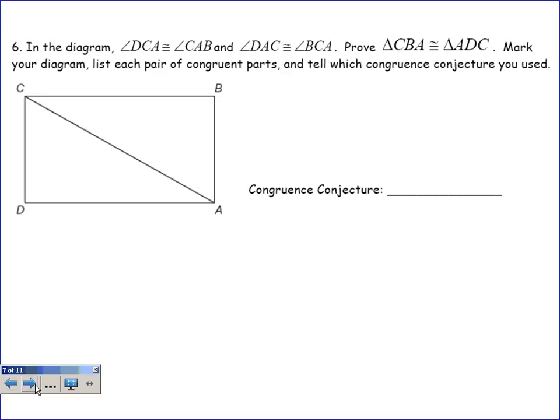Number 6. Okay, we're getting close to the end here. I realize that we have about 10 minutes left, but here's where we're at. In the diagram, angle DCA, that's this angle right here, is congruent to angle CAB. Angle DAC, that's this angle down here, is congruent to angle BCA, this angle up here. Prove that these two triangles are congruent. It does say to mark your diagram. It doesn't need to tell you to mark your diagram. You should assume that you need to mark your diagram, so please do that.